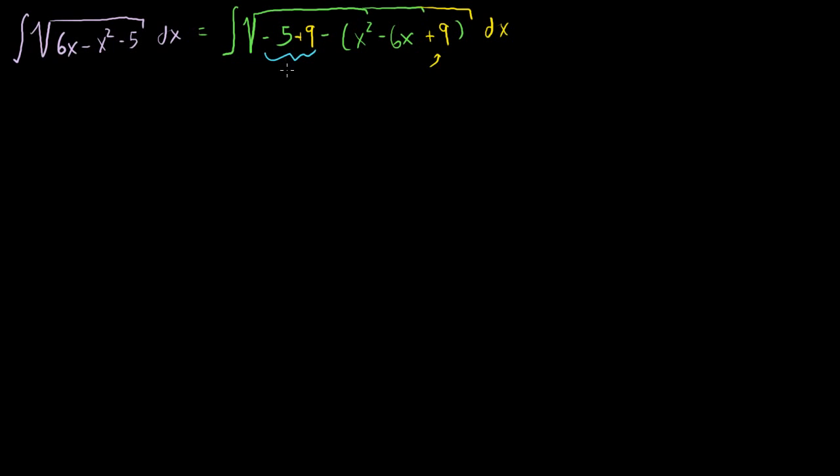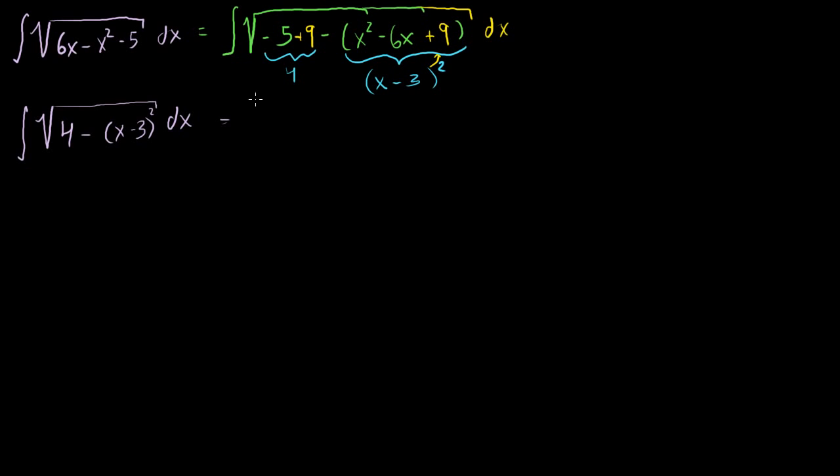Obviously, this right here just becomes a 4. And then this term right here becomes what? That is x minus 3 squared. So my indefinite integral now becomes, just doing a little bit of algebra, the integral of the square root of 4 minus x minus 3 squared dx. Now this is starting to look like a form that I like, but I like to have a 1 here. So let's factor a 4 out.